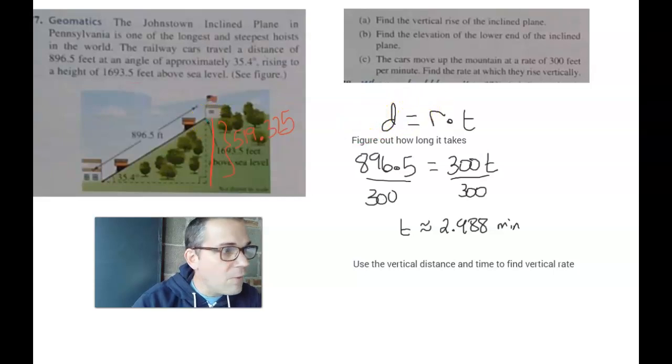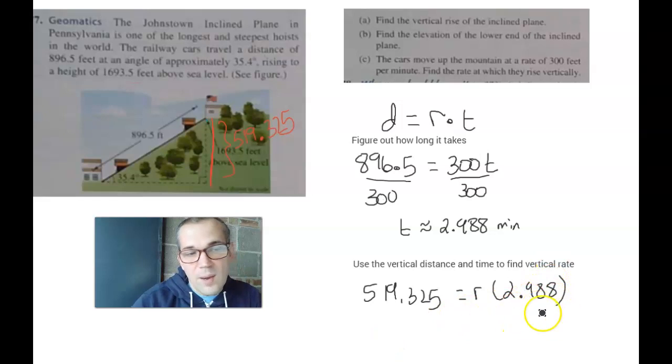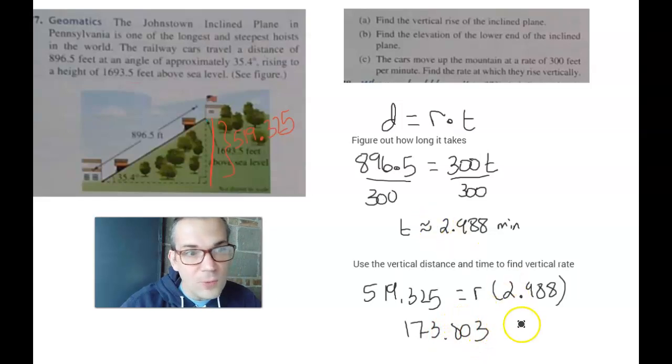So I'll use the same formula, and I'll say what changes is the distance. That vertical distance is 519.325. I don't know what the rate is. I just know that it's taking 2.988 seconds, and I'll go ahead and divide both sides by 2.988 to find the rate. So I'm getting an answer of 173.803. And it's a word problem, and there's stuff involved, so we should definitely put a unit on this. That's a rate, so it's feet per minute.